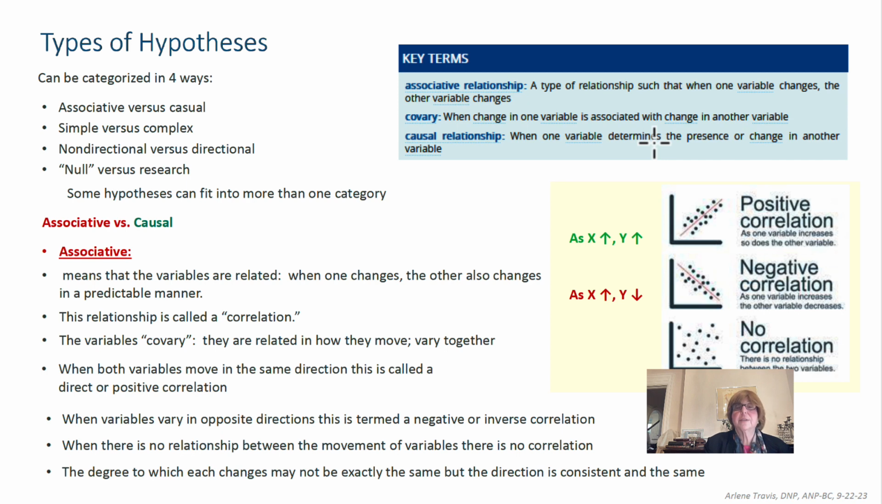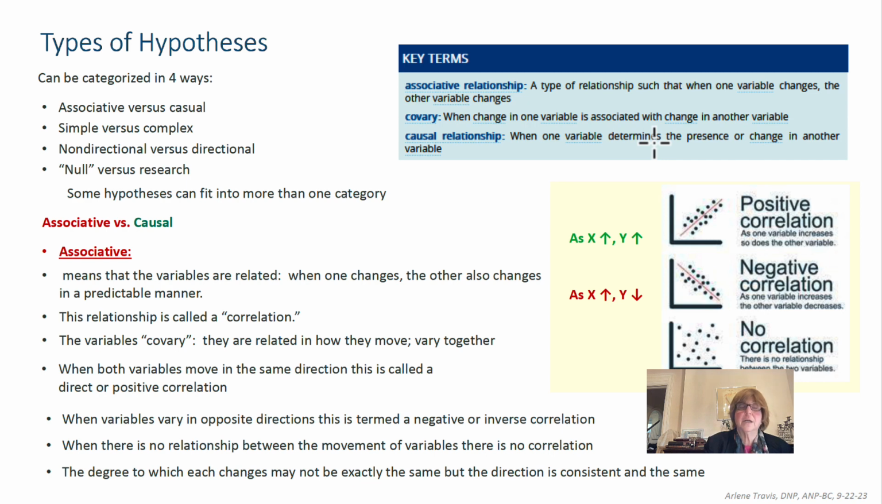An associative relationship is a type of relationship in which one variable changes as the other variable changes. That's correlation. If they change simultaneously, if one goes up and the other goes up, that's a positive correlation. If one goes down and the other goes down, that's also a positive correlation. And if there's no association between them, there's no correlation. You're not going to see a pattern; you're going to see scattered points, as you see here on the slide.